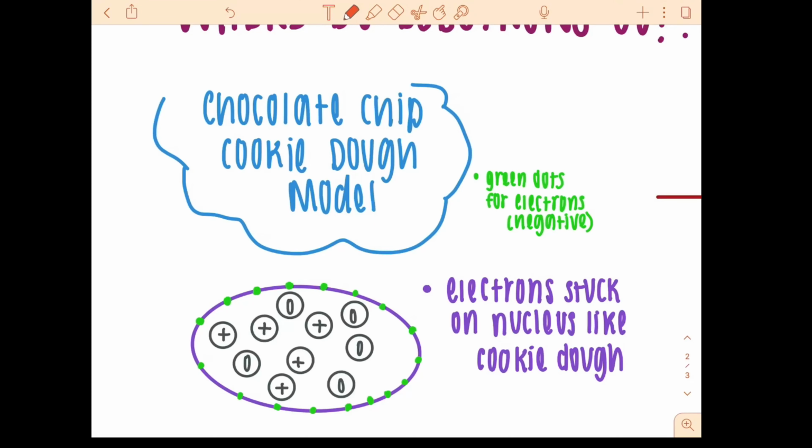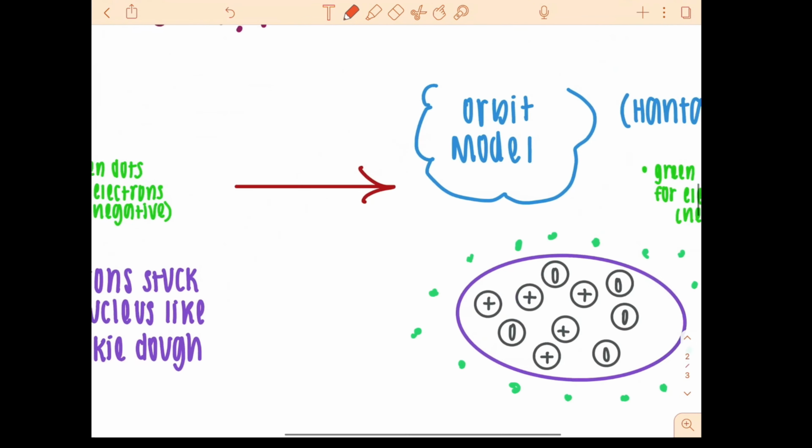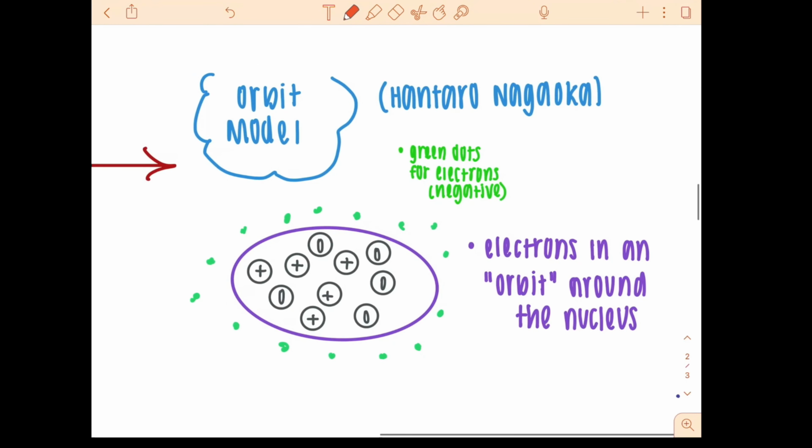We accepted that this was not true, but we didn't know what else was out there, so this was widely accepted for a while before we came to a better model that is known as the orbit model, proposed by Hantaro Nagaoka. I'm so sorry for the pronunciation, but it suggested that electrons were in a sort of orbit around the nucleus in an electron kind of cloud.